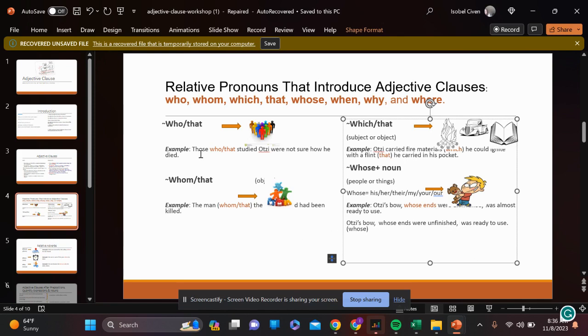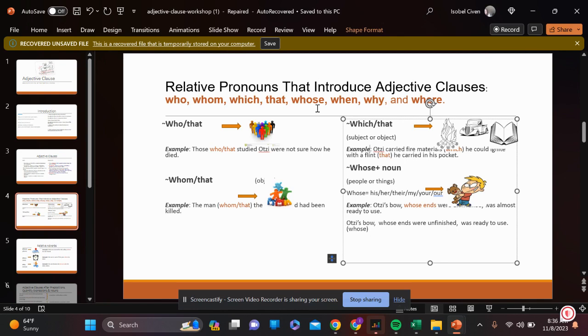So we can also use those who are that studied Otzi. We're not sure how he died. The man whom... I'm not sure what this is, but Otzi carried the materials which he could ignite with a flint that he carried in his pocket. Okay, so these nouns are used.